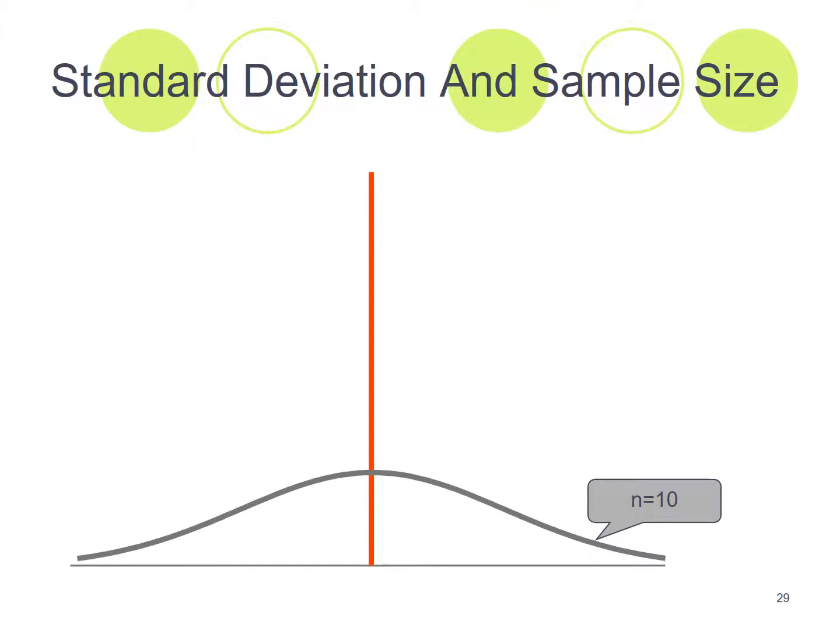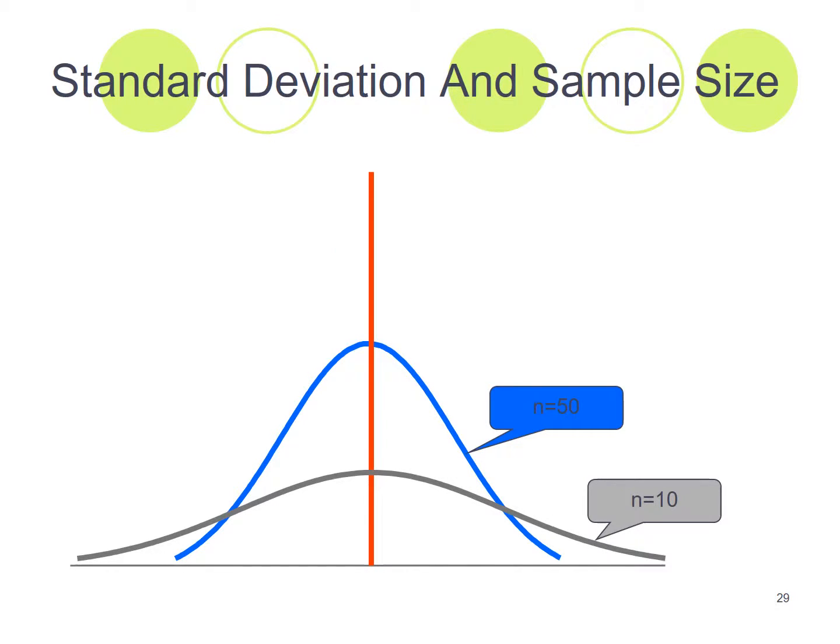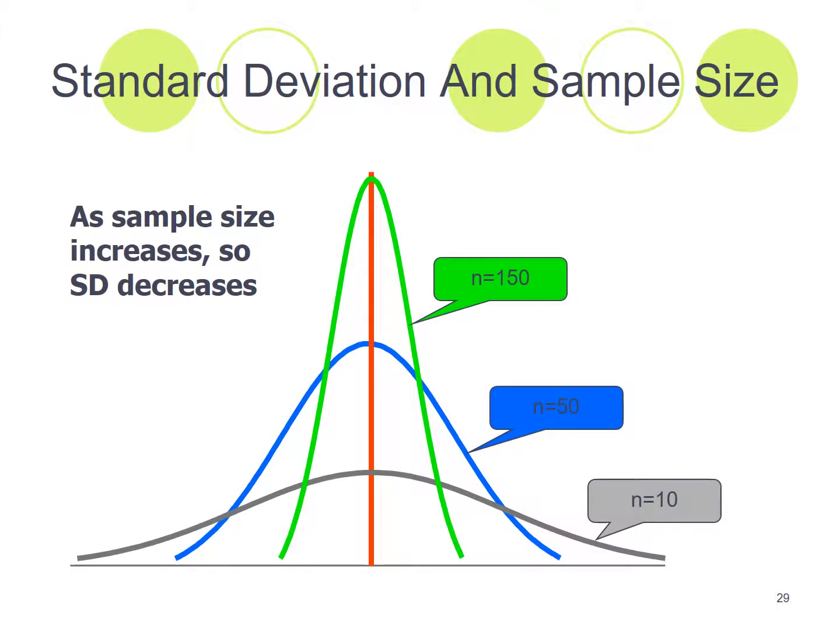Okay, standard deviation and sample size. It's important to know, as sample size increases, so the standard deviation decreases. So the more people you ask, as long as the sample is representative, then the lower the standard deviation, the more accurate your results are. So if you only asked 5 people, then your results of the survey might not be very accurate. If you asked 5,000 people, then your results are way more likely to be accurate. So as sample size increases, so the standard deviation decreases.